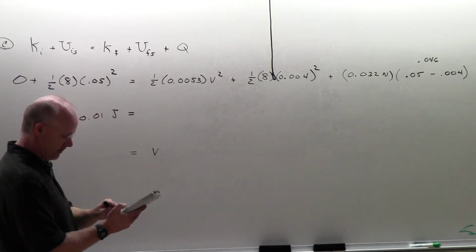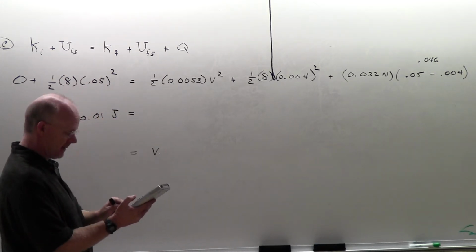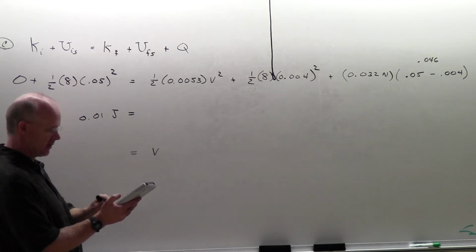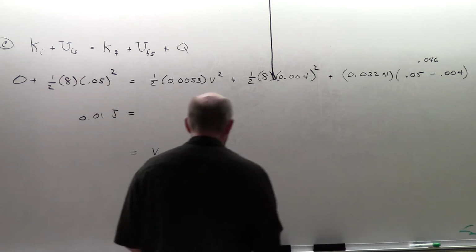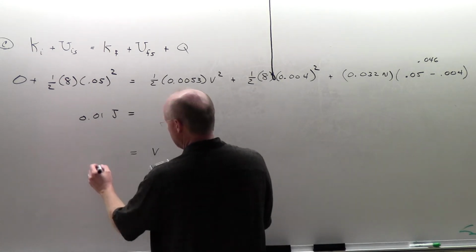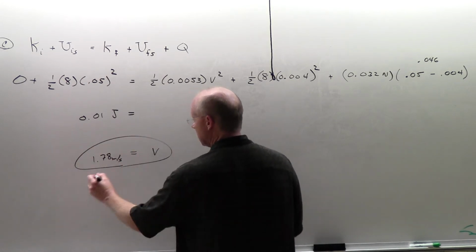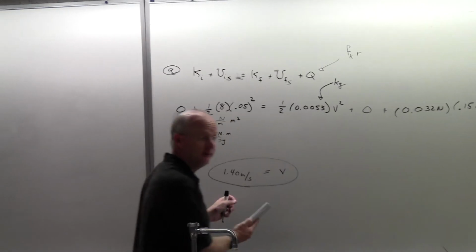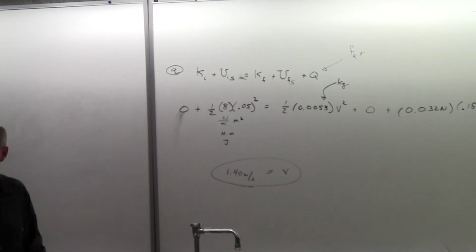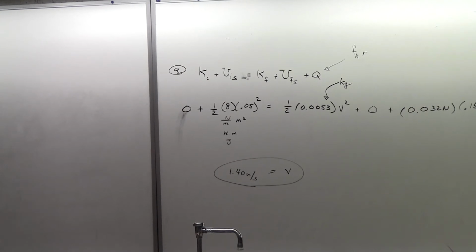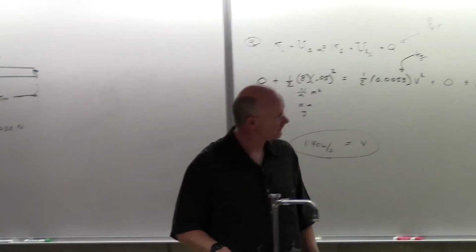I will then multiply it by 2. I will then divide it by 0.0053. I will then take the square root of all of that and come up with a speed of about 1.78 meters per second. I hope that's bigger than what I got at the end of the barrel. Yep, it is. Good. And so that's its maximum speed there at the end of the barrel.